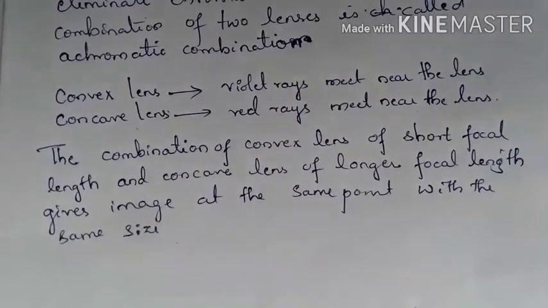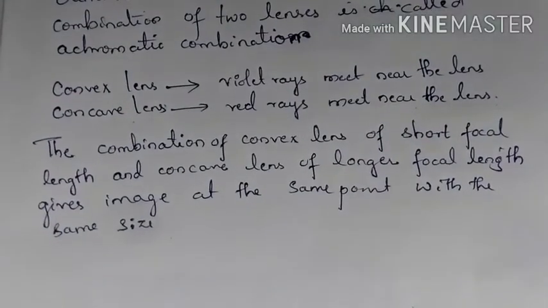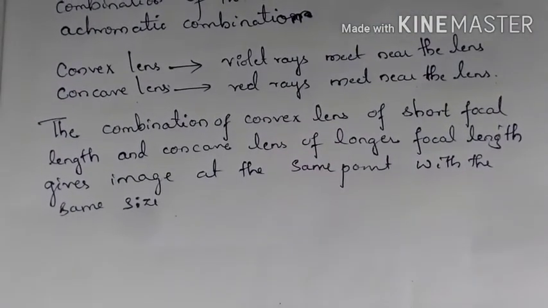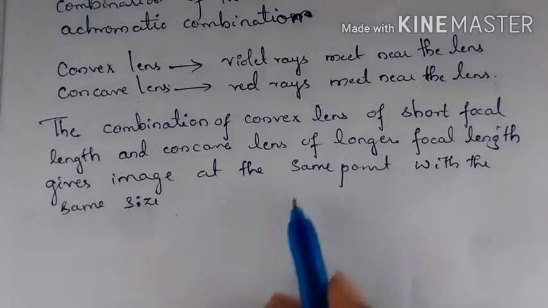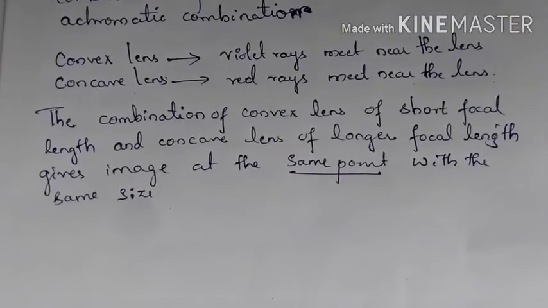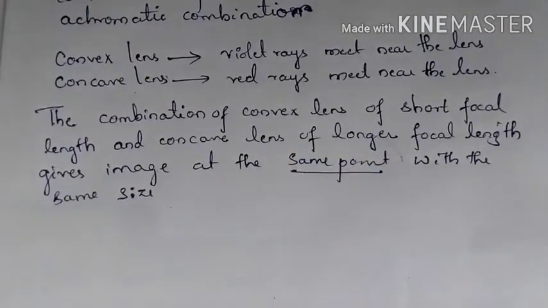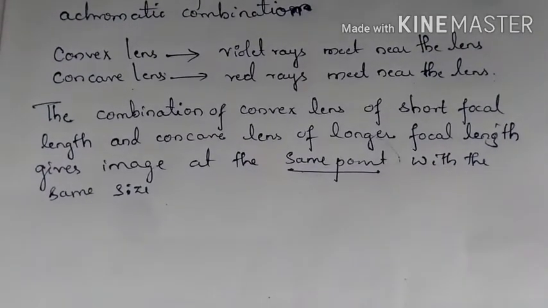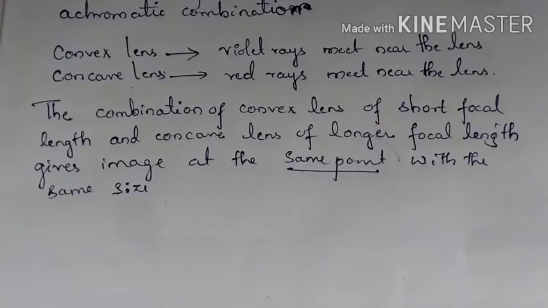So here you are basically eliminating the longitudinal chromatic aberration and the lateral chromatic aberration. So the same point refers to the longitudinal chromatic aberration. If you find the image at different positions on the axis, then that gives the longitudinal chromatic aberration.